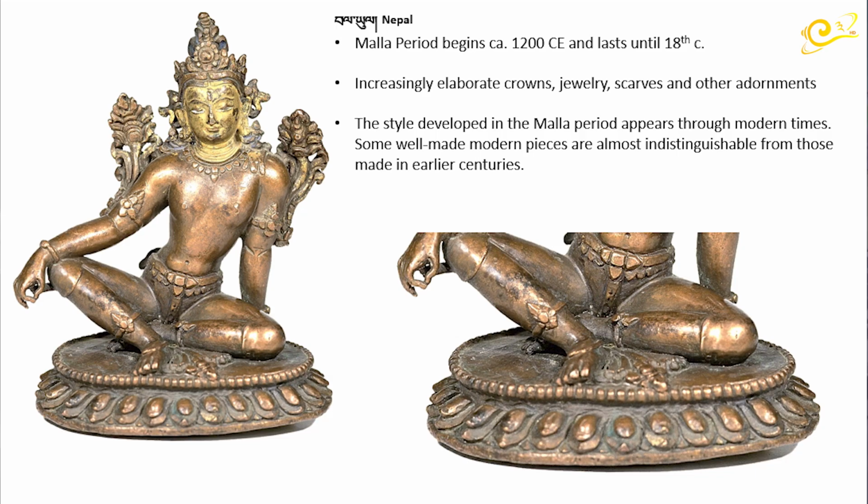The Malla period begins around 1200 CE and lasts until the 18th century. Under them, we have increasingly elaborate crowns, increasingly elaborate jewelry. We have scarves with much more motion. And there are still artists today who will work and make Malla era works that are almost indistinguishable from the ones that were made historically.